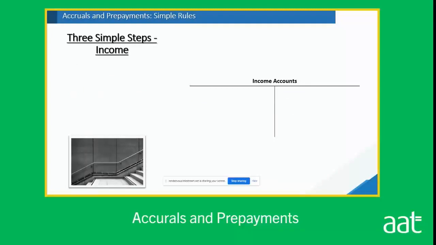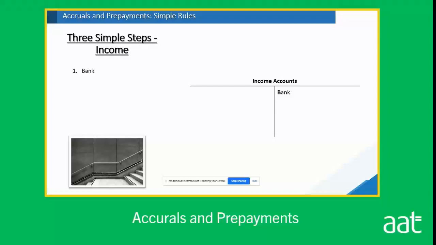Of course, we have income accounts, and we talk about income accounts being rent received, for example, and maybe commission received as sundry income accounts. The same 3 steps are involved. The bank figure doesn't change. It sits on the credit side this time because I've debited my bank and I'm crediting my income account.